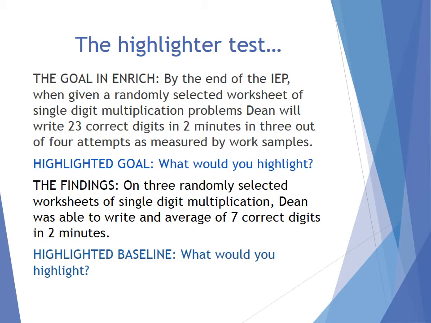So if you were going to perform the highlighter test, what would you highlight in the goal? What is the behavior that you want to see in the end? You go back to the findings, and the findings state, on 3 randomly selected worksheets of single-digit multiplication, Dean was able to write an average of 7 correct digits in 2 minutes. So what is our baseline? What is our data? What tells us where Dean is right now?